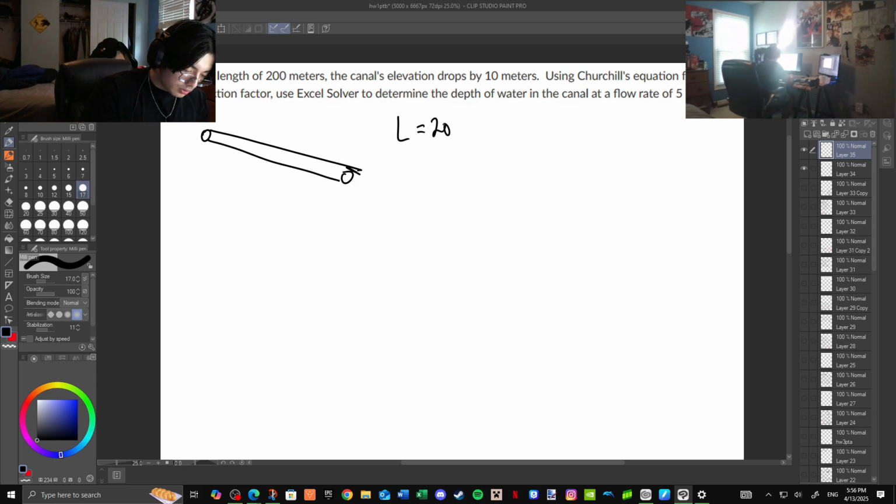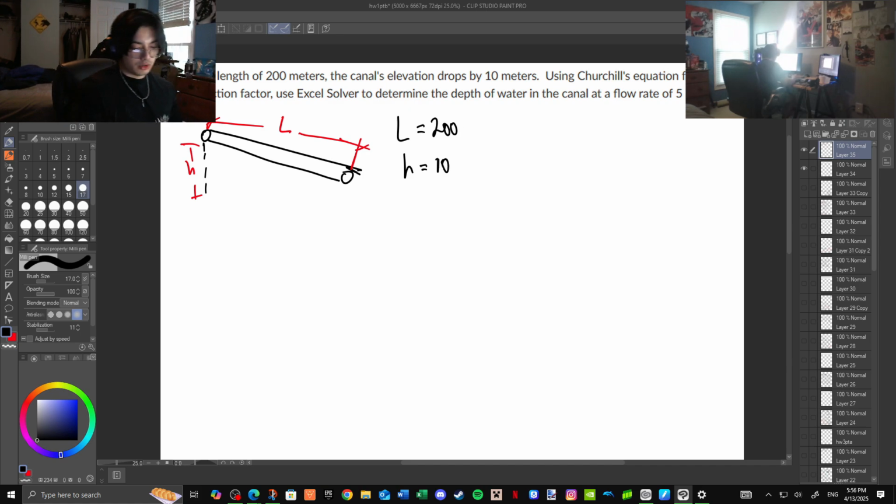So length is 200 meters. The elevation drop will be 10 meters. We'll call that h. And this right here, this is h. And the length of the canal is right here. H in this case would just be 10 meters. And then the canal flow rate we want to achieve is 5 meters cubed per second.